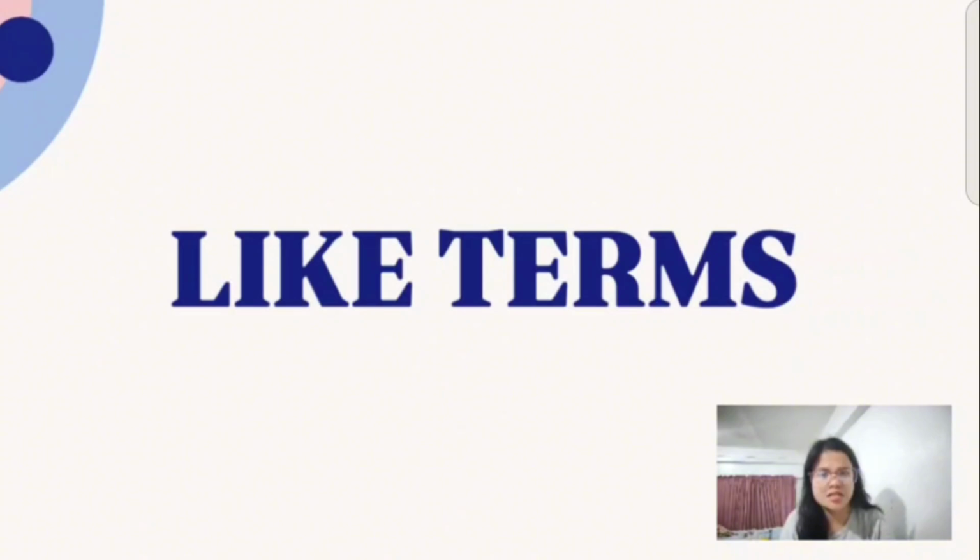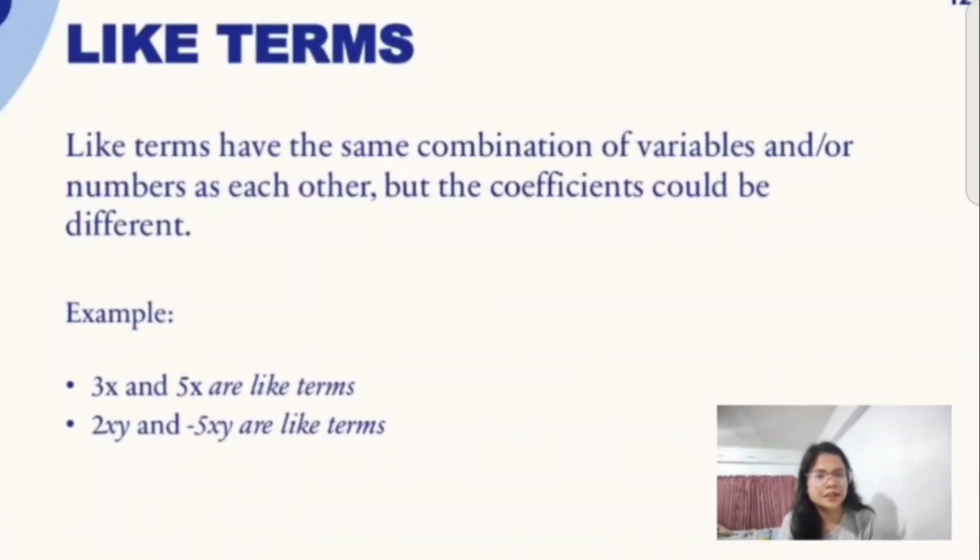Now that we have discussed several types of algebraic expression, we will proceed to identify what like terms are. So, what are like terms? Like terms have the same combination of variables or numbers as each other, but the coefficient could be different. So here are some examples of like terms.